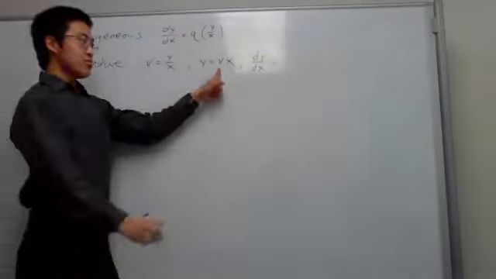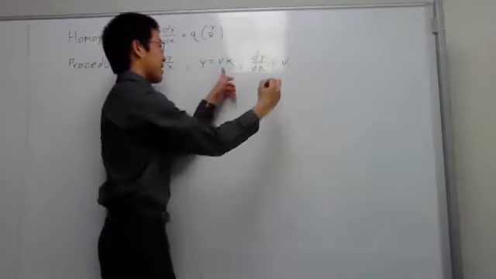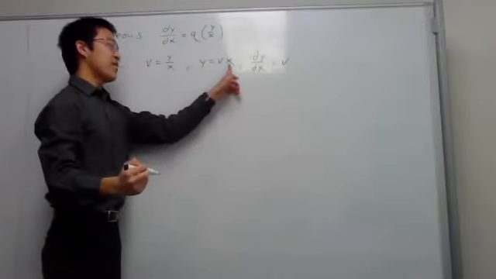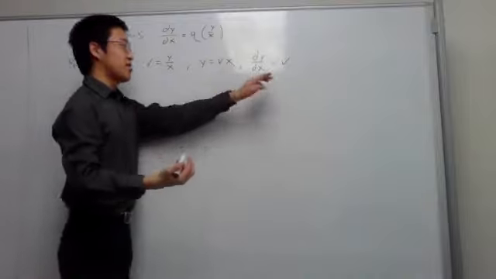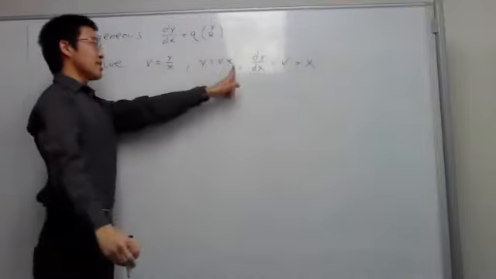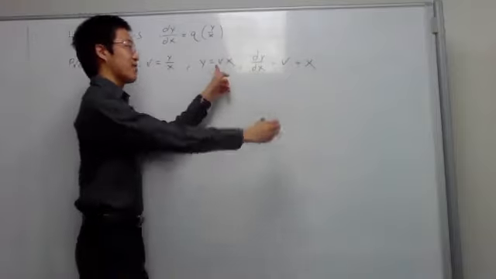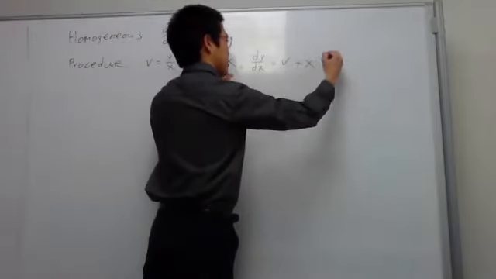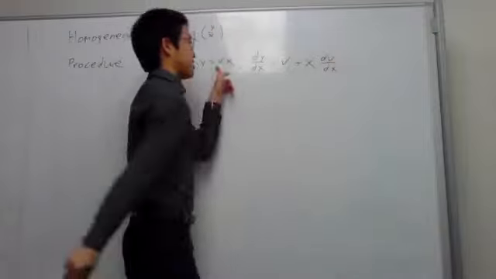And so by the product rule, we simply take the left times the derivative of the right, and the derivative of x with respect to x is just 1. So v times 1 plus the right, so the x times the derivative of the left, that's the derivative of v.